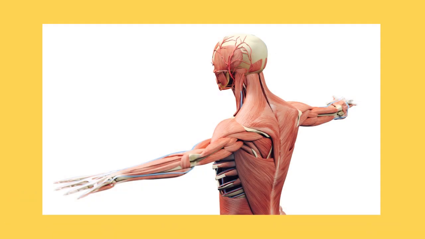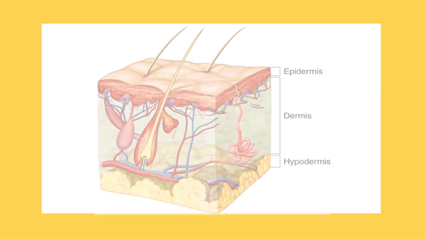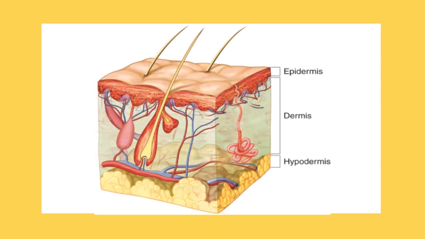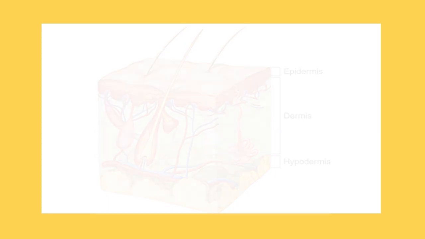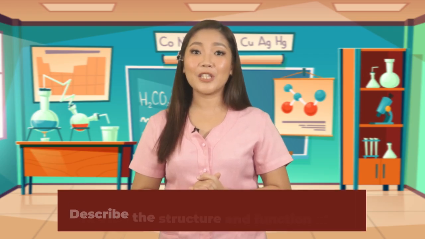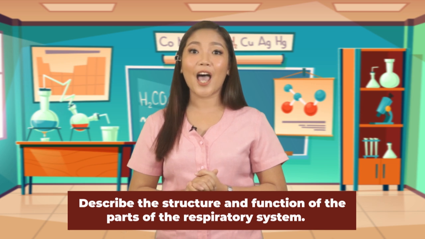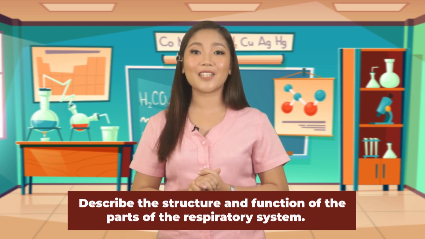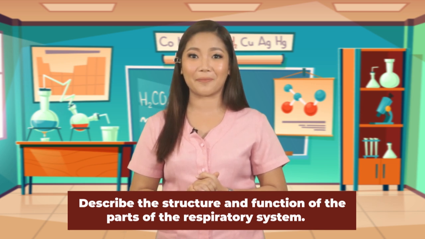Children, in Module 1, you studied about the musculoskeletal system, integumentary system, and digestive system. The objective of our lesson today is to describe the structure and function of the parts of the respiratory system.